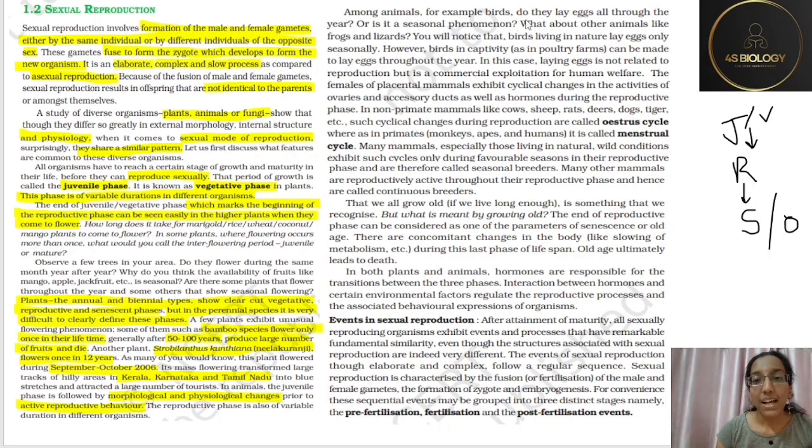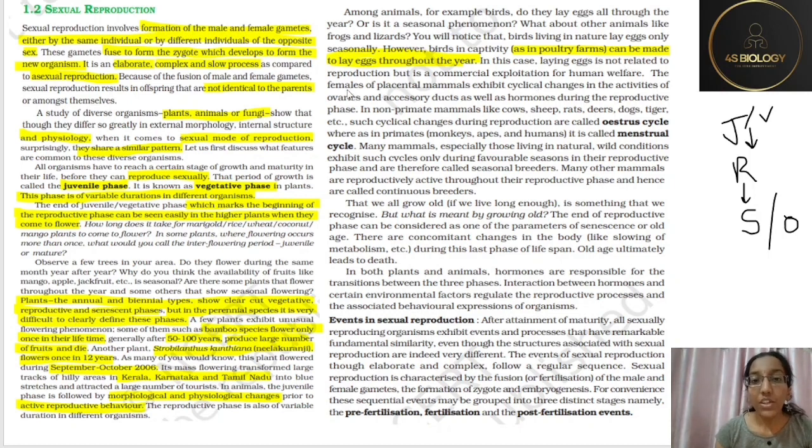Among animals, for example birds, do they lay eggs all through the year or is it seasonal? Based on this also, we have different types. However, birds in captivity, as in poultry farms, can be made to lay eggs throughout the year, right? In this case, laying eggs is not related to reproduction, but it is a commercial exploitation for human welfare.